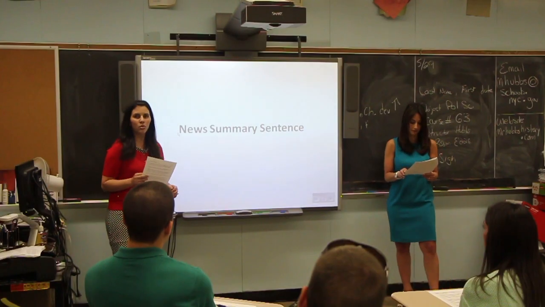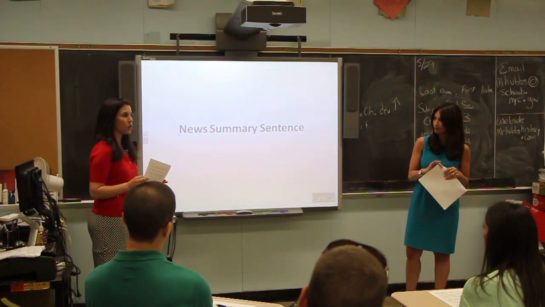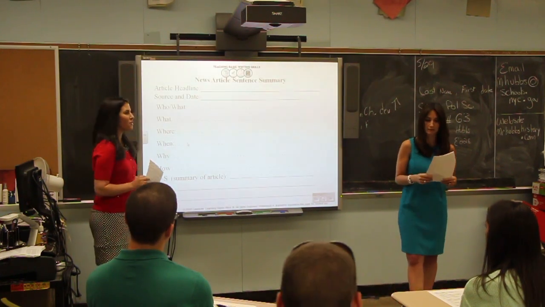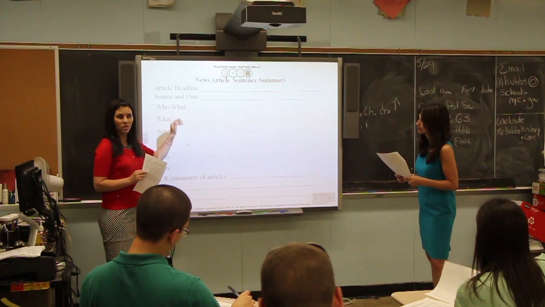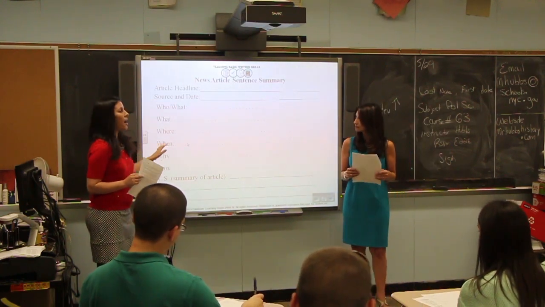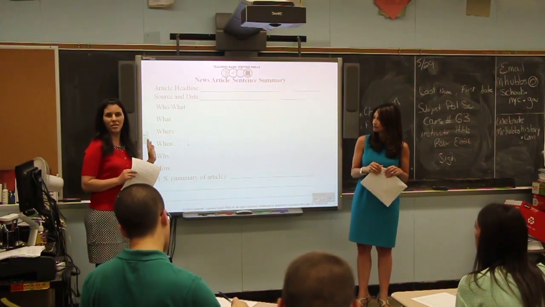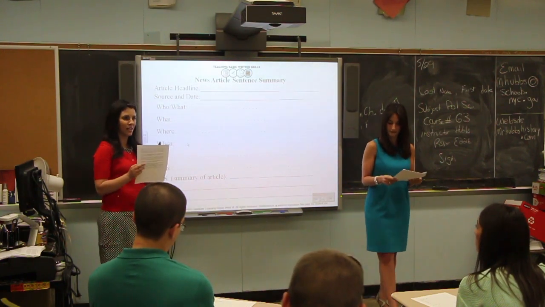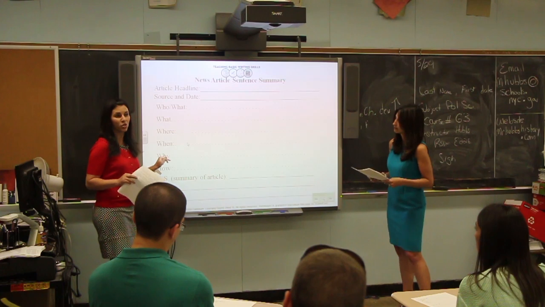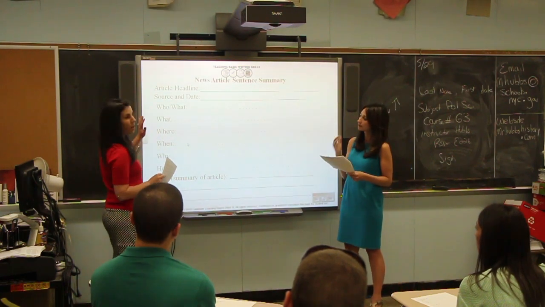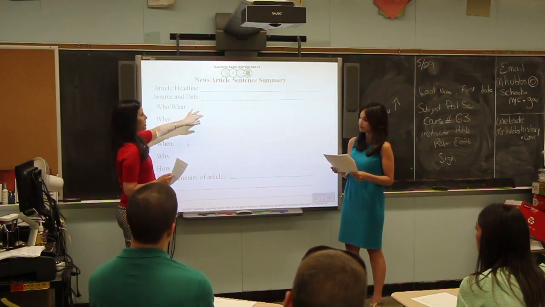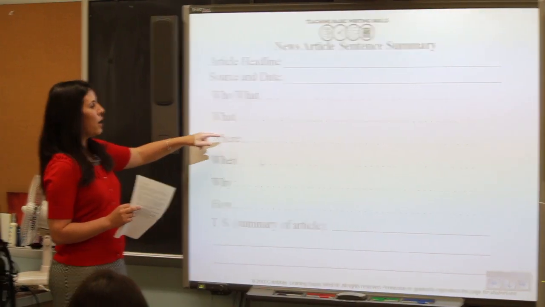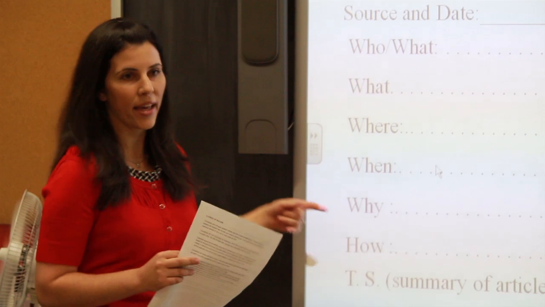All right, so there are two summary activities that we wanted to show you today. The first is the new summary sentence. If you take a look at it, it looks very similar to the sentence expansion skill that we've done in the past. The only difference is that with sentence expansion, you give them a very simple sentence and have them expand on it by answering the question words. In this case, they're reading an article, and as they read the article, they're answering who or what is the article about, what did they do, where is this happening, when, why, and how.